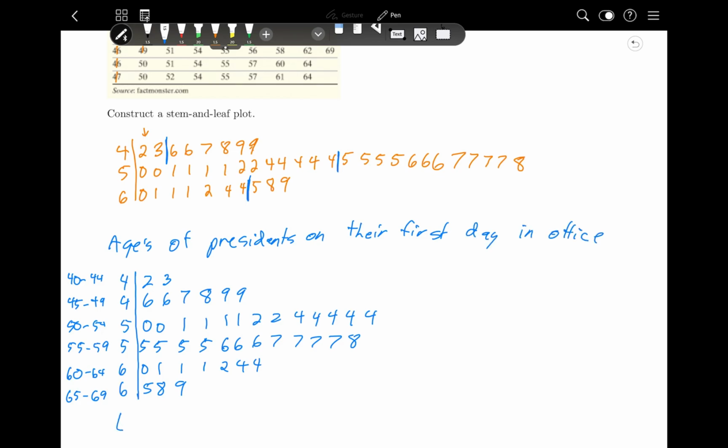And then for the legend, what we want to do is put one example. It does not have to be one of the ones that's in our data set, that explains what each stem and leaf means. So I'm going to pick one that's not in our data set. Let's do 37. We just say a stem of 30 and a leaf of 7 means 37 years old. That's just to make sure it's clear what each one of these numbers represents.